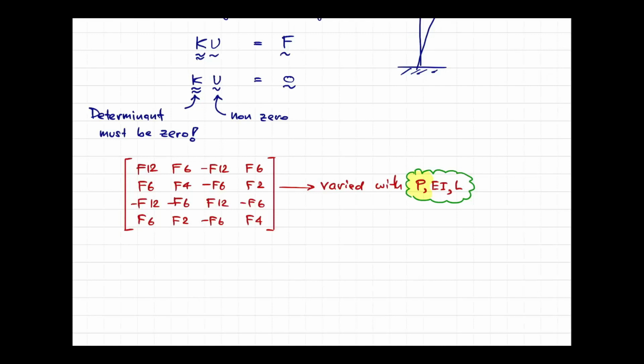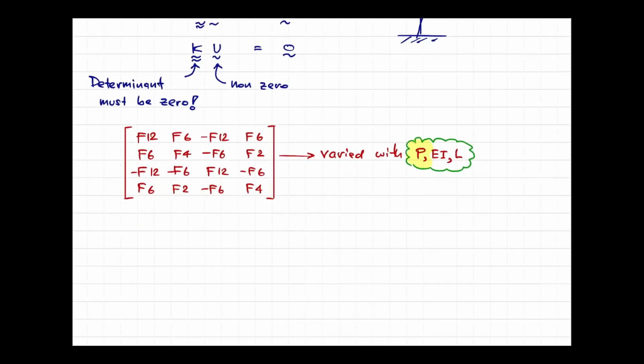Alright, anyway, so we will be getting many roots, many eigenvalues, and the smallest one will be your buckling load. It is the bifurcation problem.